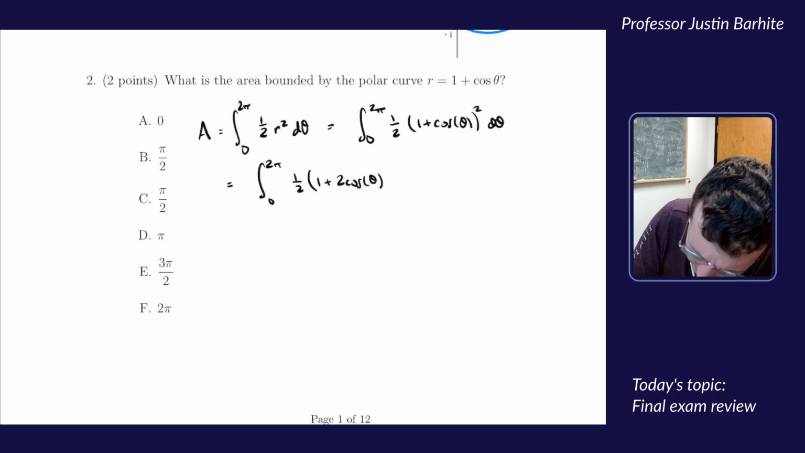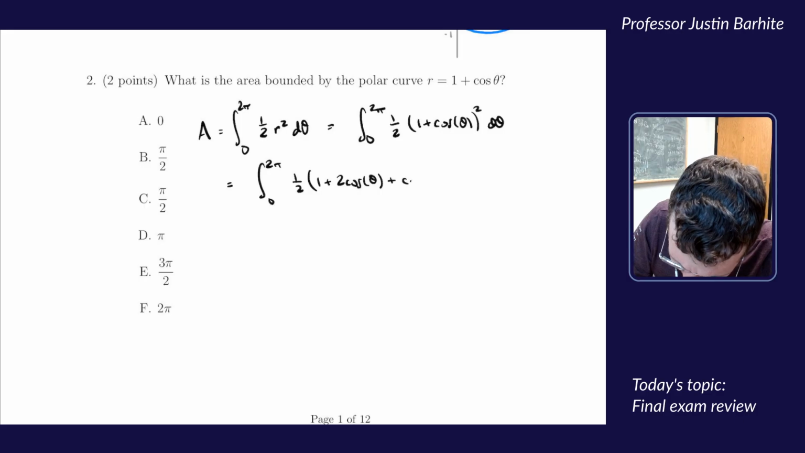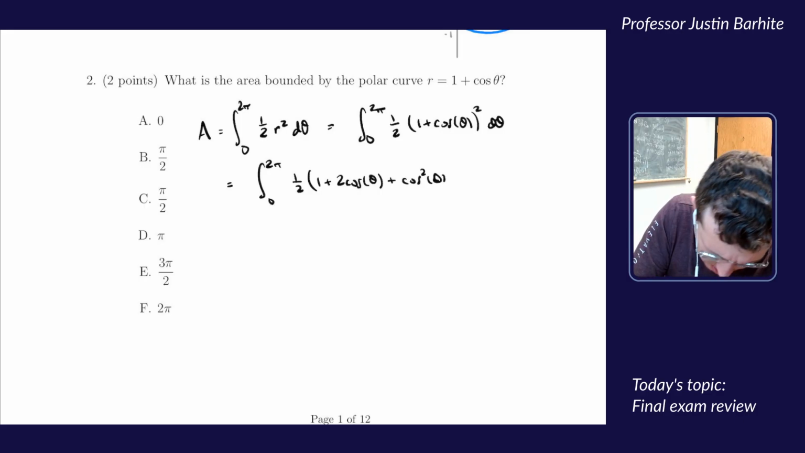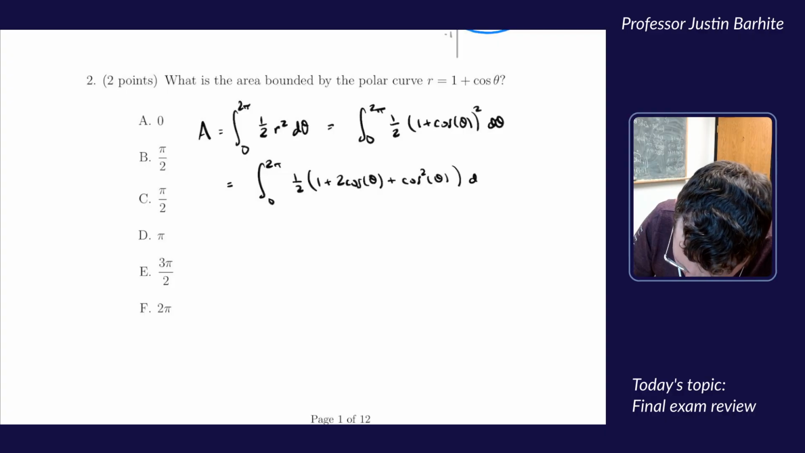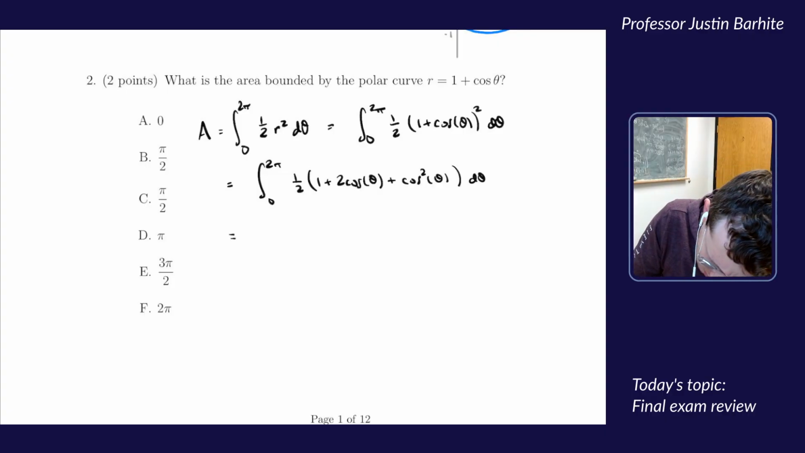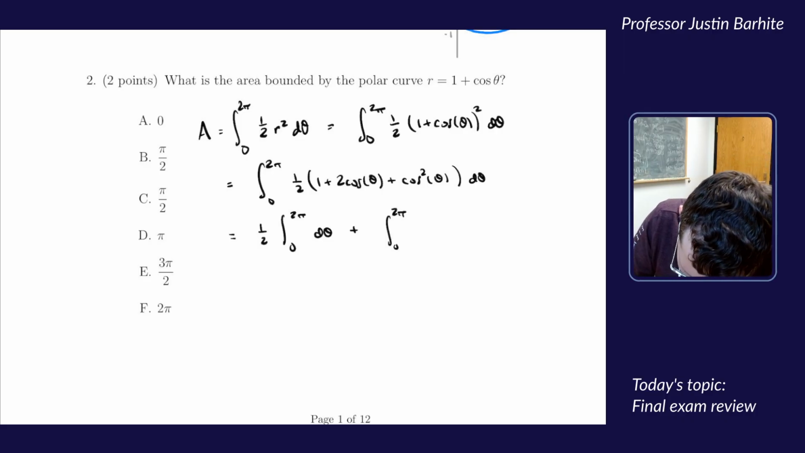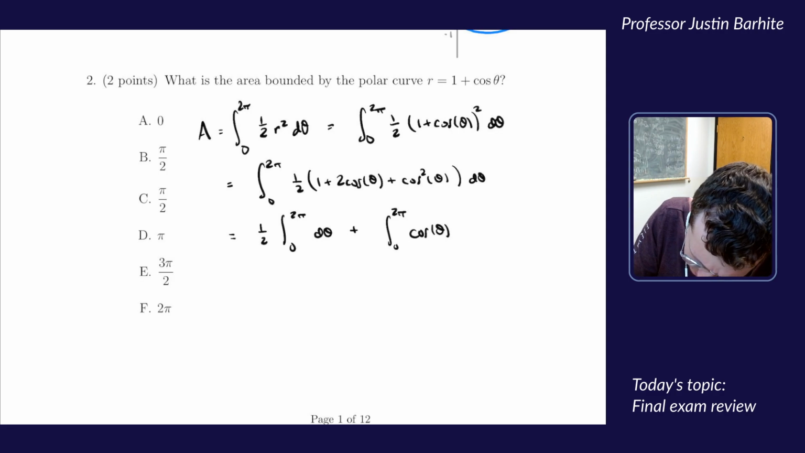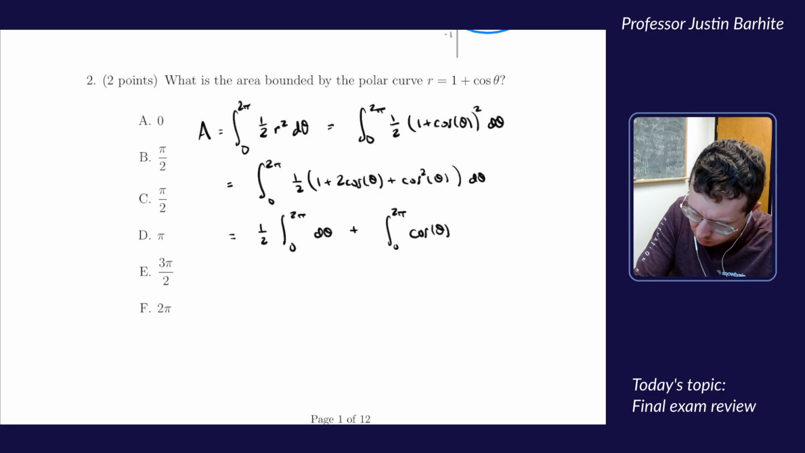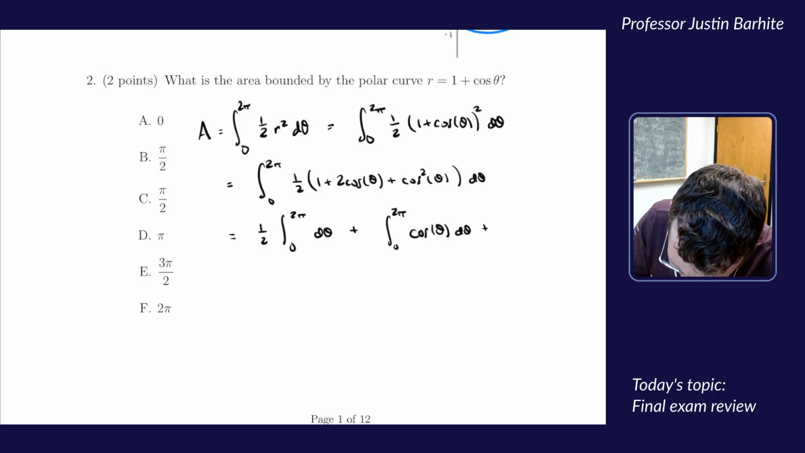I'm going to expand out this 1 plus cosine theta squared. And then I'm going to split this up into 3 integrals. One is just the integral of 1 d theta. The second one is the integral of just cosine theta, where I've canceled out the 1/2 and the 2. And then finally, I have an integral of cosine squared theta.